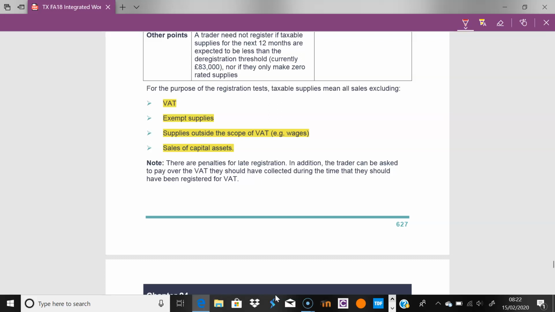Taxable supplies mean we don't include VAT in that calculation, and we don't include exempt supplies, nor any supplies outside the scope of VAT, and of course no capital assets. These are unusual, not common. You're not selling off capital assets all the time, even though there is VAT to be claimed.